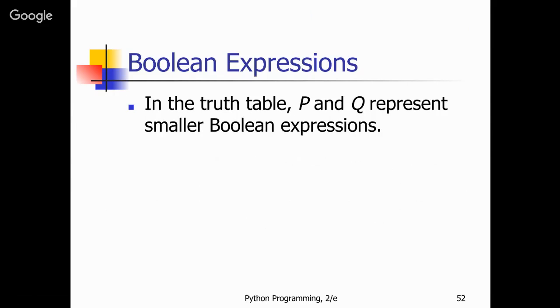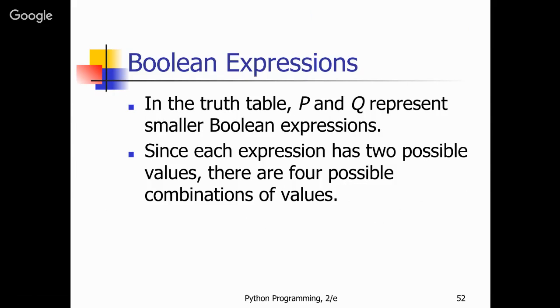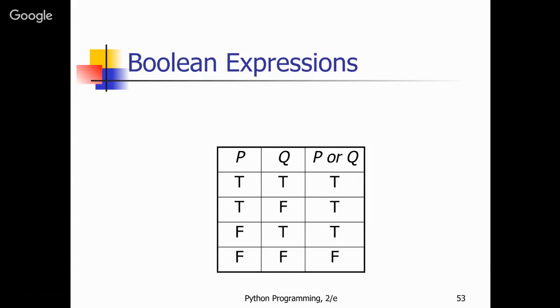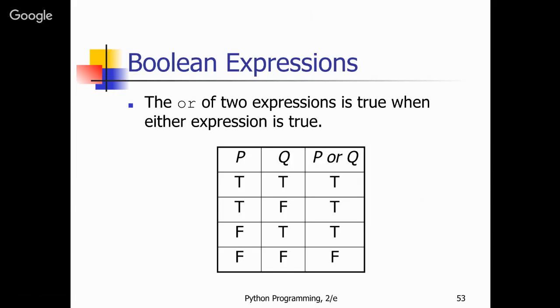How about a truth table for or? So the logical or is different. The difference is that in the or, if only one of the two expressions is true, then the entire expression is going to evaluate to true, right? So this is a different kind of logic.